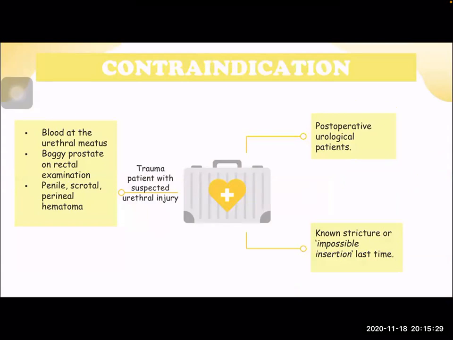The criteria that is contraindicated. This is when the patient has trauma that is suspected with urethral injury, for example, when there is blood that is seen at the urethral meatus, or when the prostate is bulgy, that indicates the sign of inflammations. And then when there is penile, scrotal, or perineal hematomas.